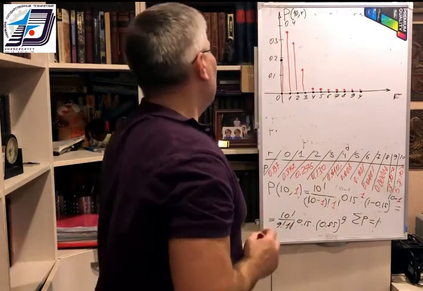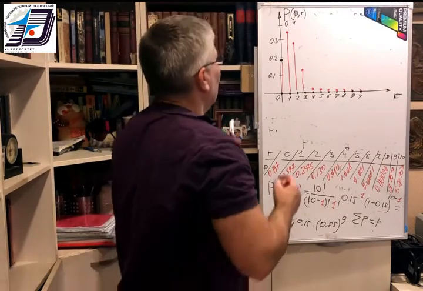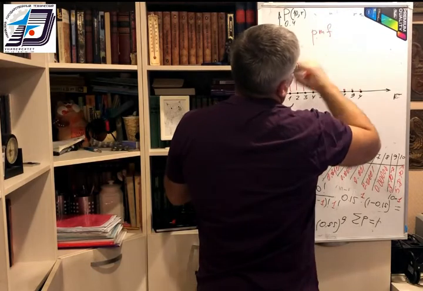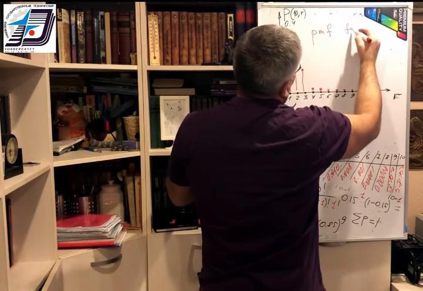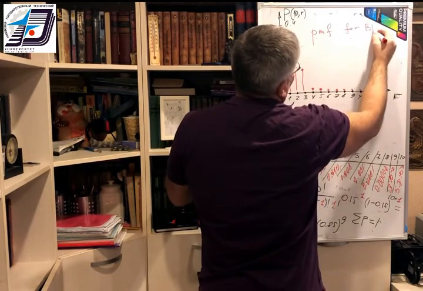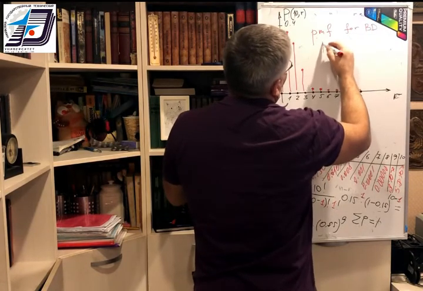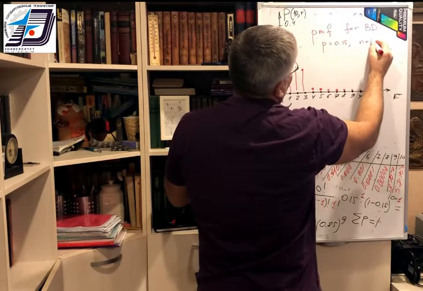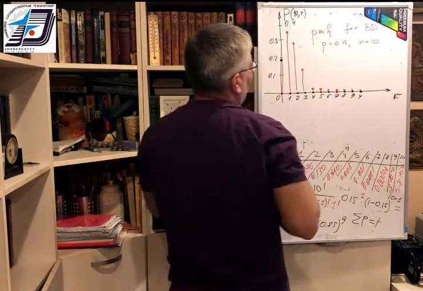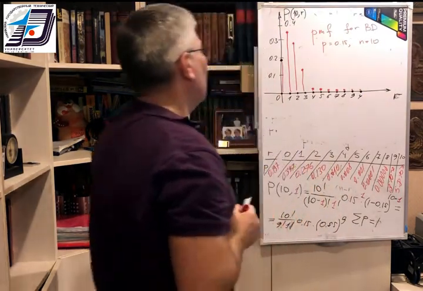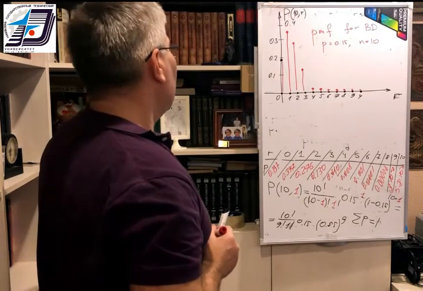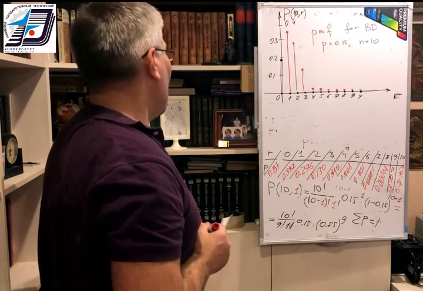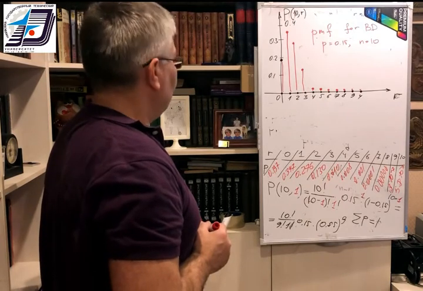So you can see here the probability mass function for the binomial distribution when p equals 0.15 and we have n equals 10, the number of trials. Here we have the probability mass function, very schematically. Okay.